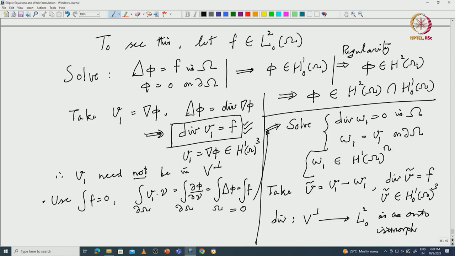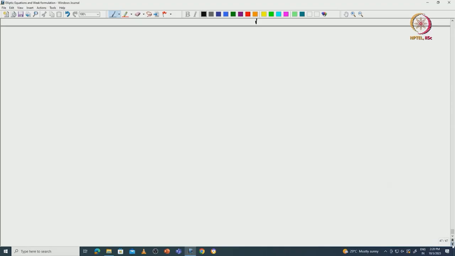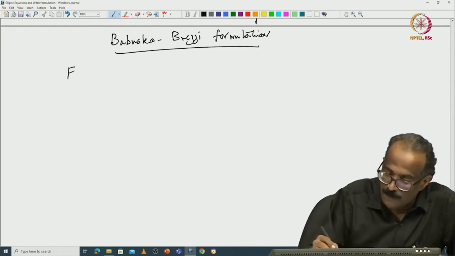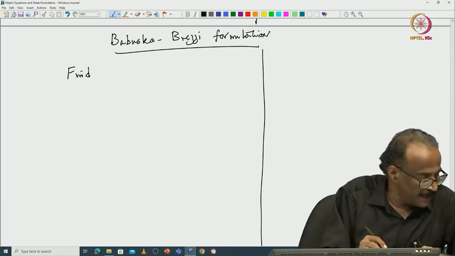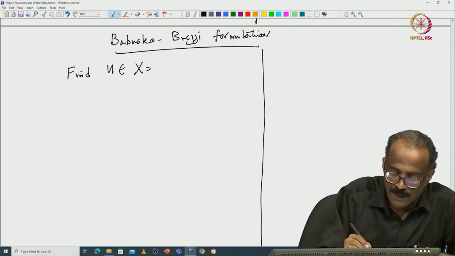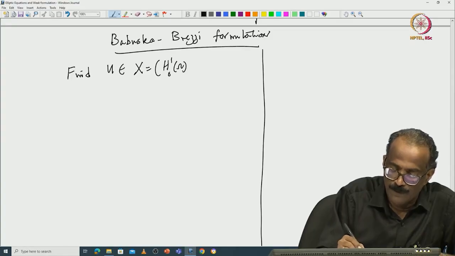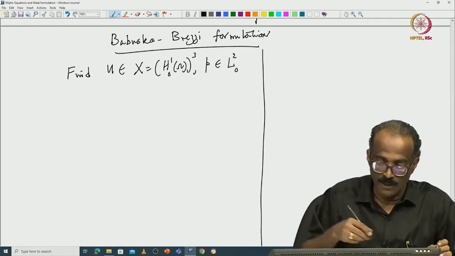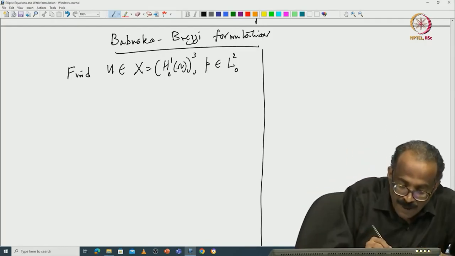So it's a brief discussion about it. I will discuss a little more before completing this lecture. I don't want to take this lecture to the next stage. So I'll just write the Babuska-Brezzi formulation. You check everything; I will only give you the Babuska-Brezzi formulation, because I need to discuss a little more in this. So find u in X, let me recall, H1 naught of omega cubed, and p in L2 naught. There you get uniqueness because you are putting a condition, the integral of p equal to 0. So that way you are fixing the constant.